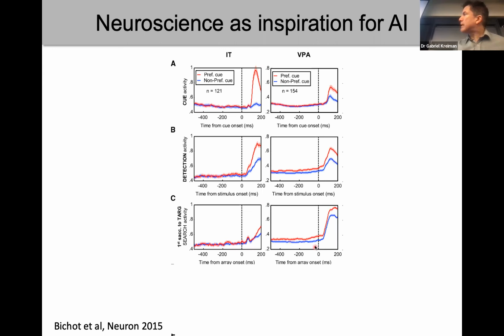So in other words, the activity in prefrontal cortex starts being selective earlier than in inferior temporal cortex. There's some kind of signal that precedes the visual signal that's relevant for object recognition.